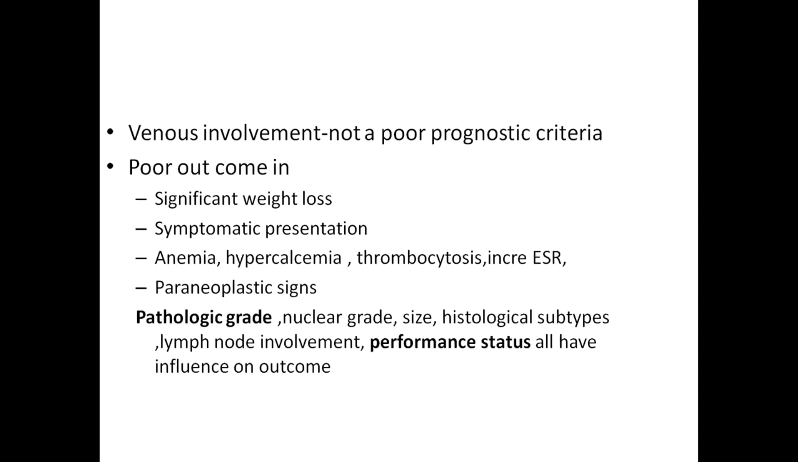Involvement of the veins, that is the renal veins and the inferior vena cava, is not a poor prognosis. You can remove that completely. You can just pull it out, opening the vena cava. Poor outcome in renal cell carcinoma is mainly associated with weight loss, symptomatic presentation, a triad of anemia, hypercalcemia, thrombocytosis, increased ESR, paraneoplastic signs, and high pathologic nuclear grade, the Fuhrman grade. A huge tumor size, that is T3 beyond T1, the histological subtype, lymph node involvement, and performance status all have an influence on the outcome of the disease.